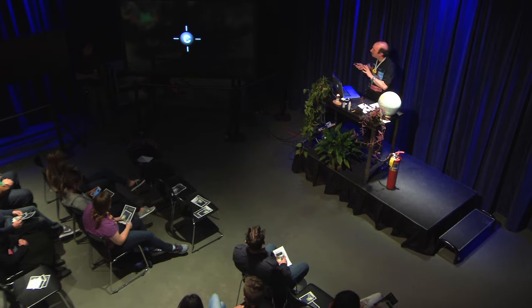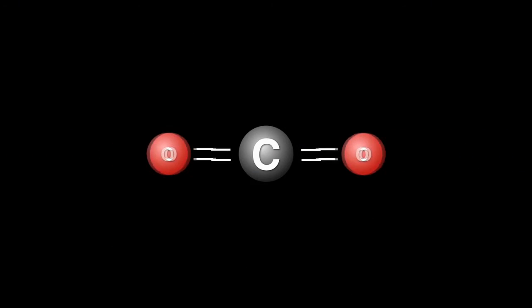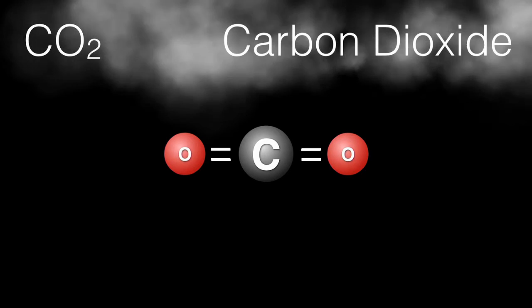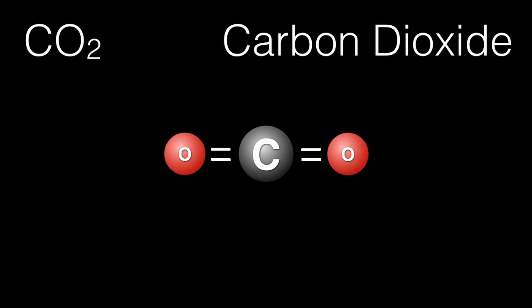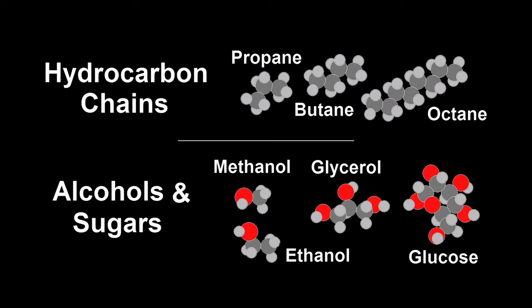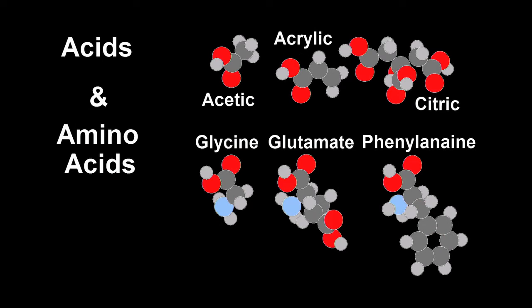You could also have a carbon atom, bend 2 of those bonds over and attach an oxygen to them, and you have what? CO2, carbon dioxide, which we're going to talk about tonight. Laurie's going to talk about carbon dioxide. But you can also bond all kinds of things. You can bond them into chains and get all these chemicals: propane, butane, octane. You can get alcohols and sugars out of it by bonding various elements. You can get acids and amino acids.